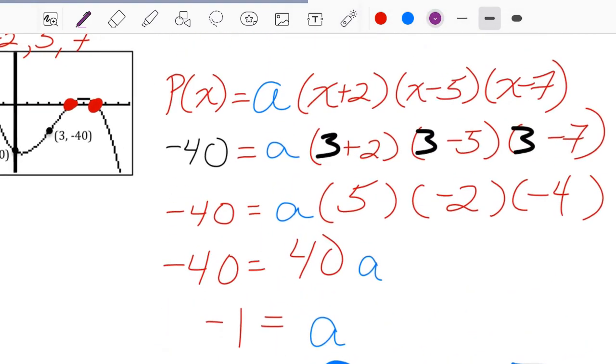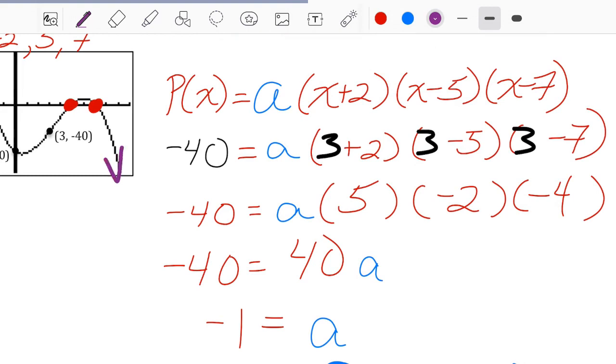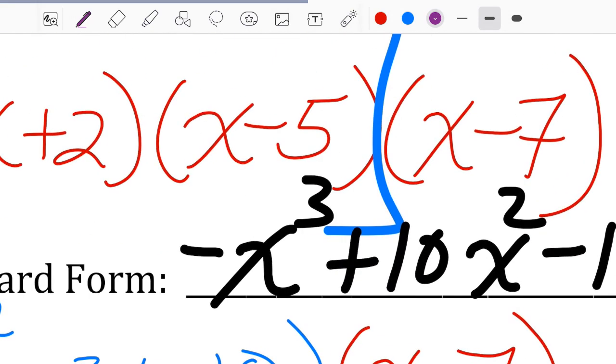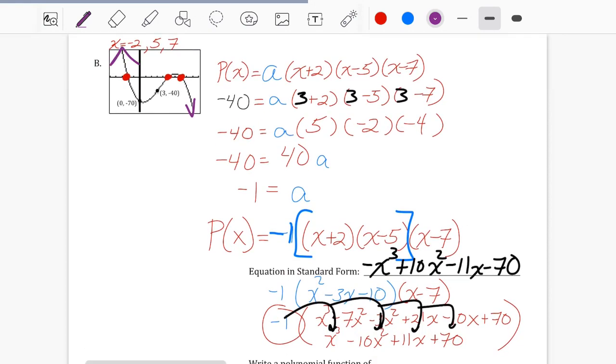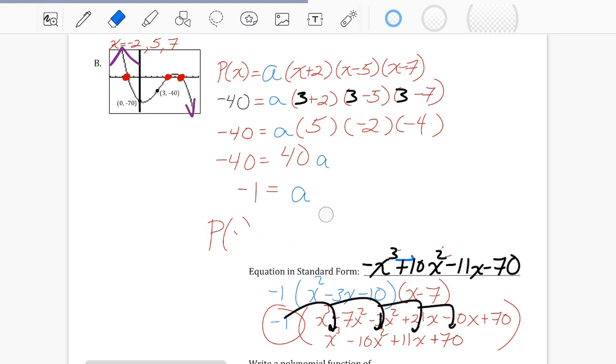Well, we didn't say anything about the end behavior, but if you think about it, the graph is going down to the right. If it's going down to the right, it better have a negative leading coefficient, which it does. I also noticed that it's going up in the opposite direction to the left, which fits perfectly with my odd degree. And finally, yep, the y-intercept. Pretty cool. Negative 70 is the y-intercept, and that looks perfect on the graph, which is a great double check that all is correct. So I have negative x cubed plus 10x squared minus 11x minus 70.